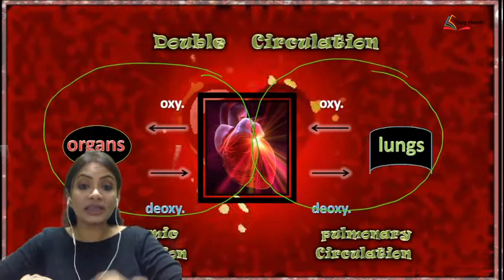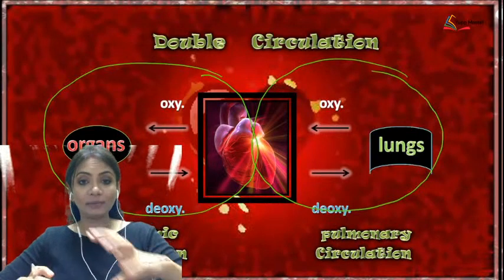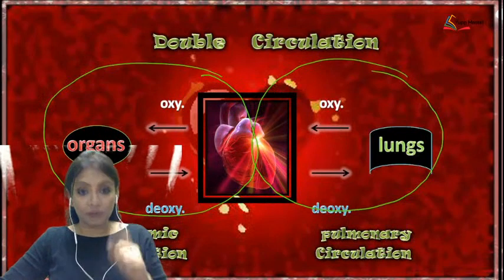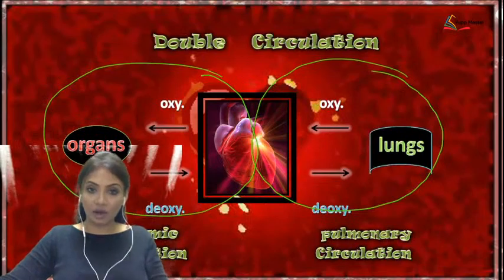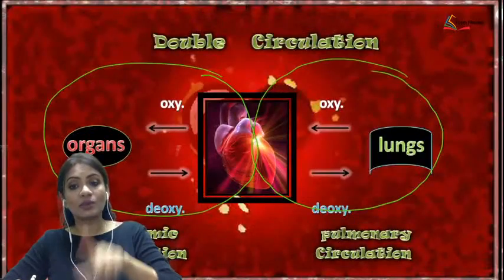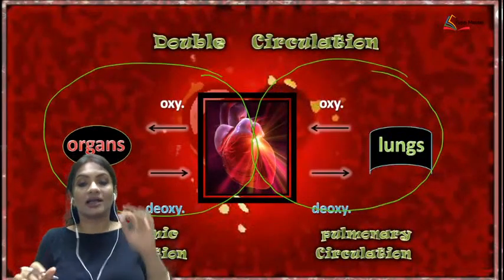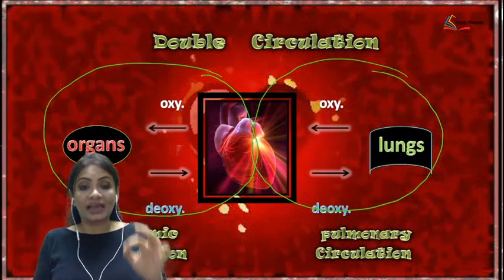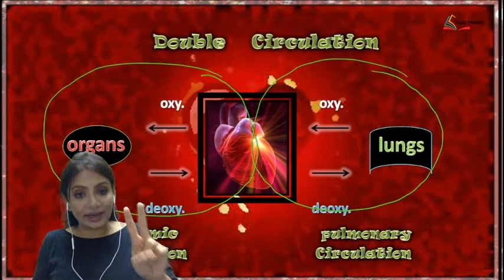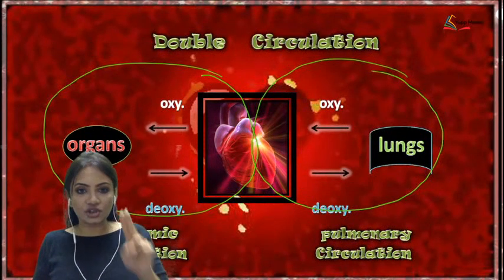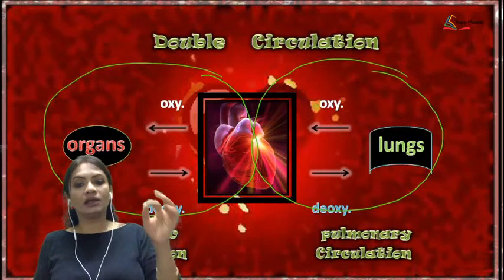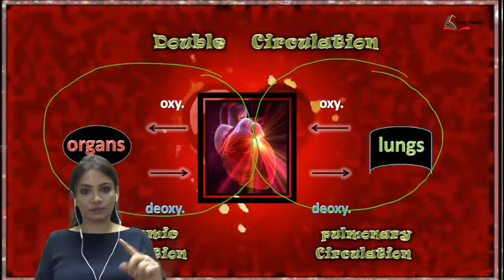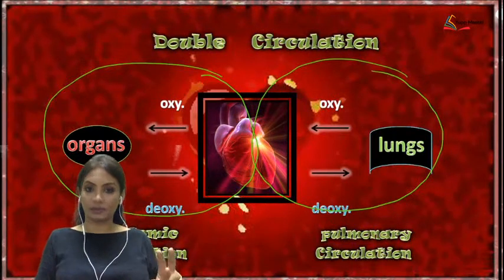So I hope this clears the whole concept of what exactly is a double circulation, where one side is between the heart and the organs and the other side is between the heart and the lungs. Since the blood enters into the heart twice before it reaches the body parts, that's why we are said to be having a double type of circulation. So this is the whole meaning of double circulation.